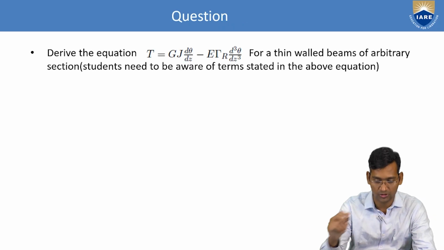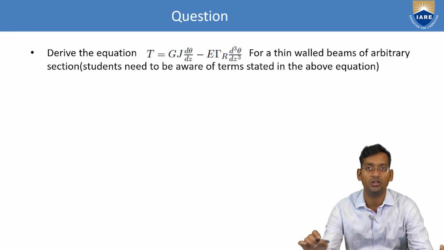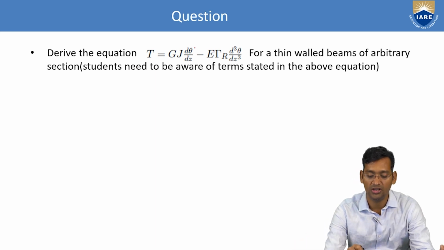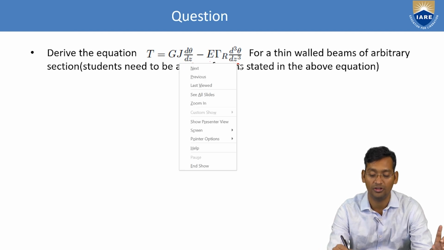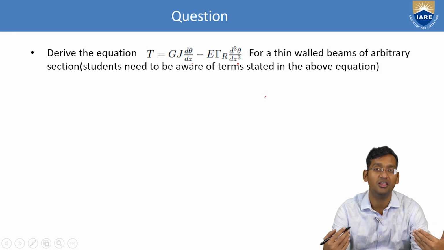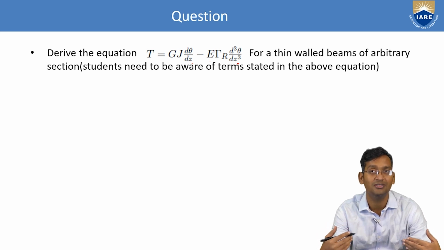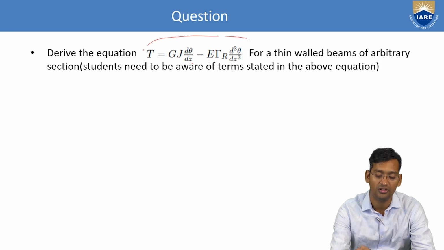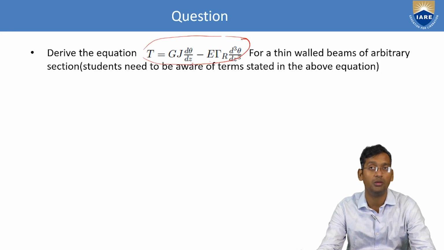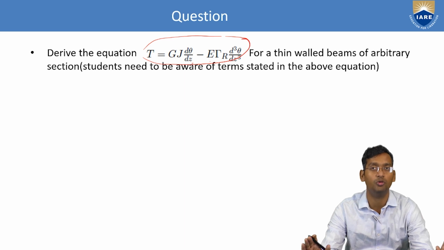Now just see here. The question is, derive the equation T equals GJ d theta by dz minus E tau r d cube theta by dz cube. So now just see the difference. In the previous one, what we had seen was that it just asked to derive the torsion equation, but now they are mentioning T equals GJ d theta by dz minus E tau. So they have given the final answer here itself. Now it's easier to derive. We have to reach this one.